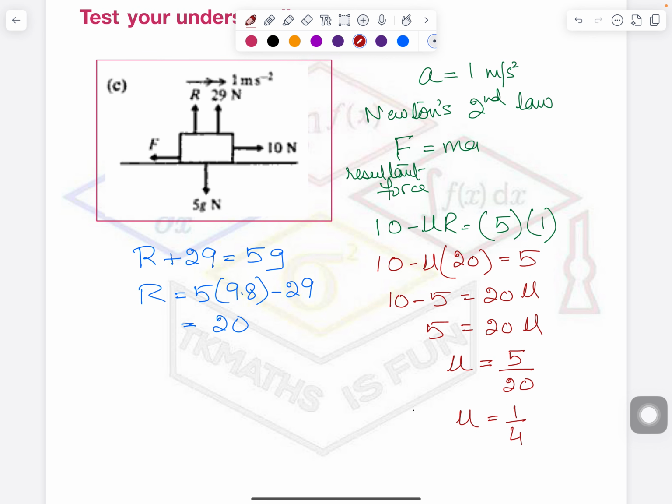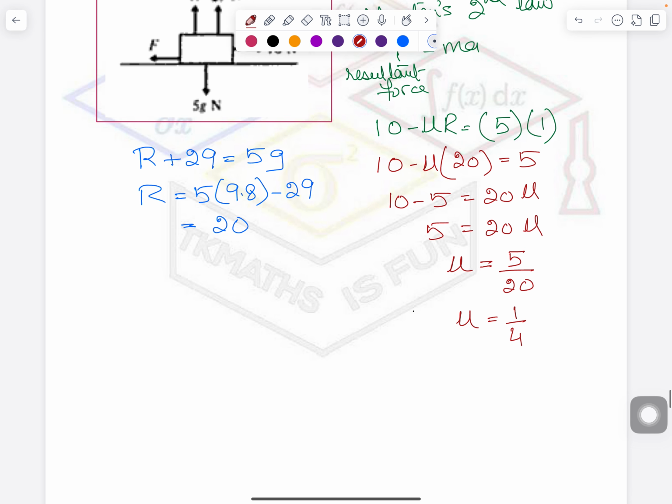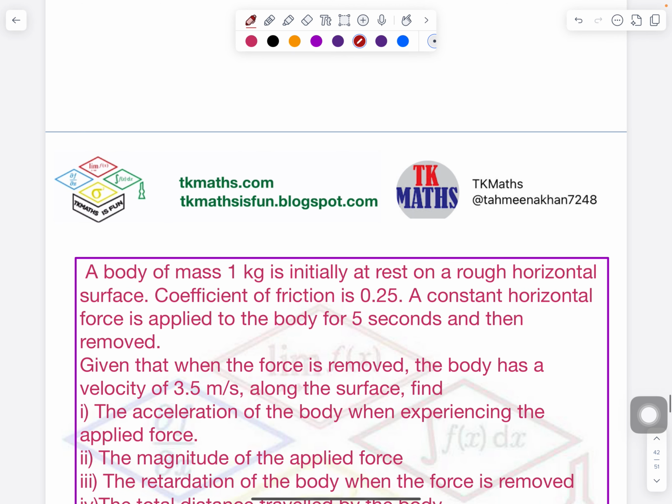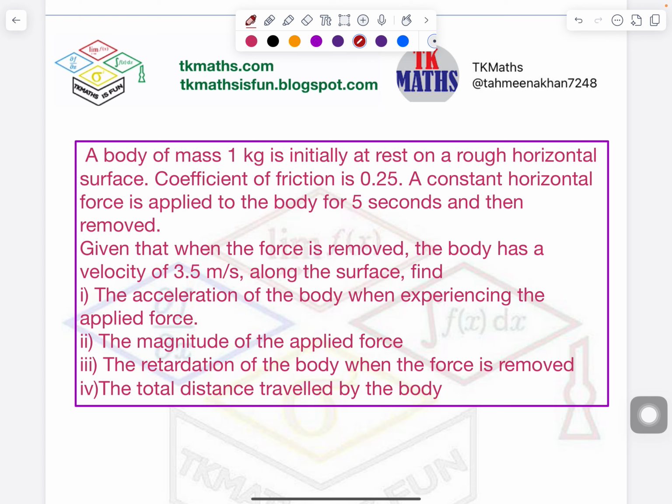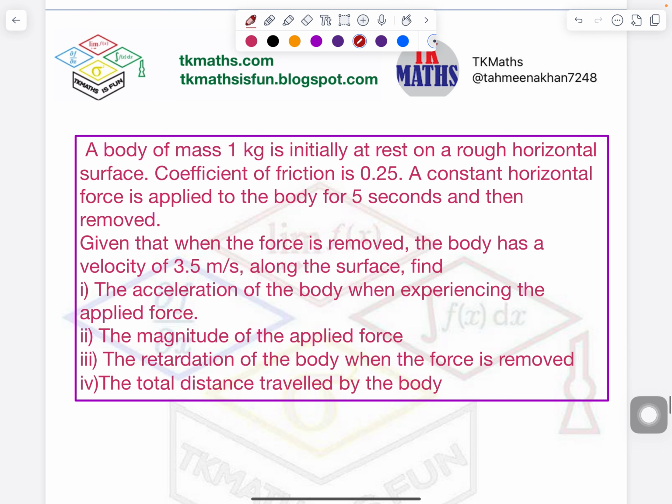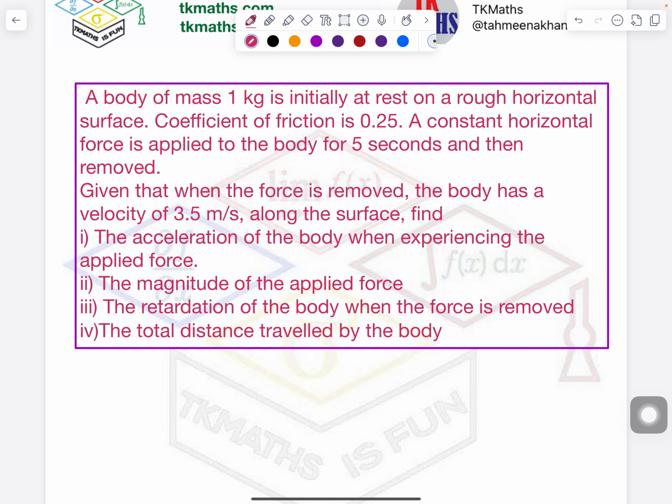And you got your coefficient of friction, which is mu, 1 over 4. Now let's solve this question. Whenever you see word problems, mostly in mechanics, they are very long to create the scenario, so you have to break down the information slowly. So let's start doing it. And this is the last question of this video.